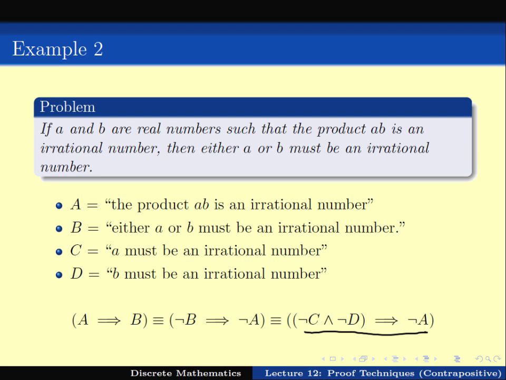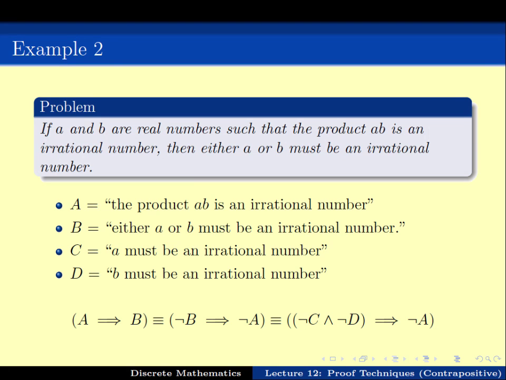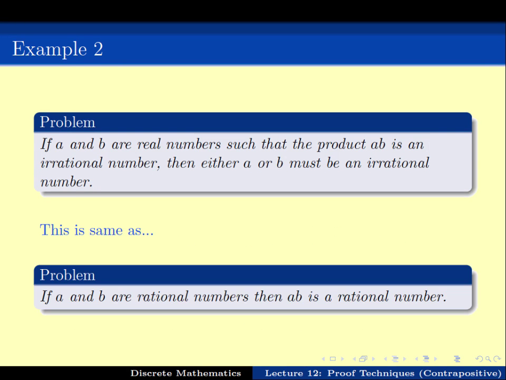This problem, which seemed a bit more complicated at least initially, turns out to be the same as proving that if A is a rational number and B is a rational number, then AB is a rational number. So this is one of the problems. If A and B are rational numbers, then AB is a rational number. This is one of the problems that was assigned to you last week, and hence you should now be able to solve this problem yourself and complete the proof of it.